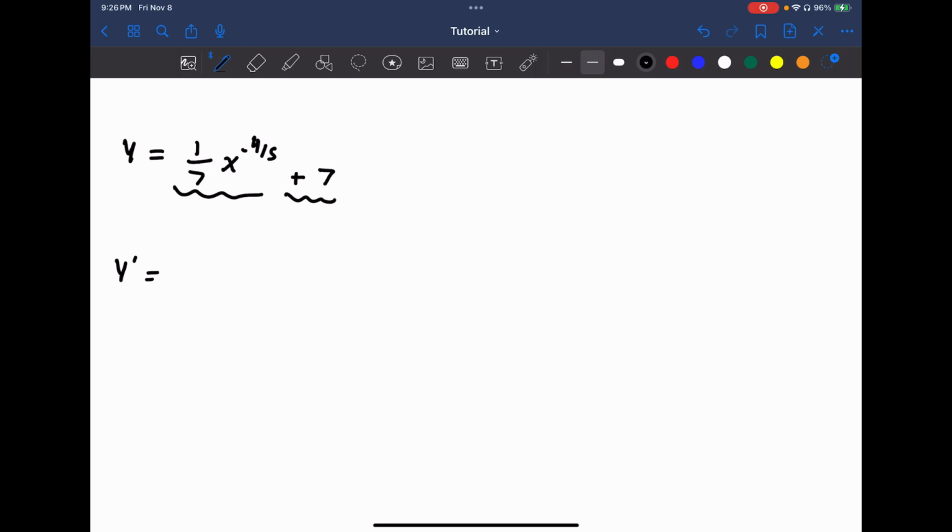So our first term will be 1 over 7 times negative 4 over 5. This is our n value, negative 4 over 5 times x to the power of n minus 1. So it would be negative 4 over 5 minus 1, which is negative 9 over 5. So x to the power of negative 9 over 5.